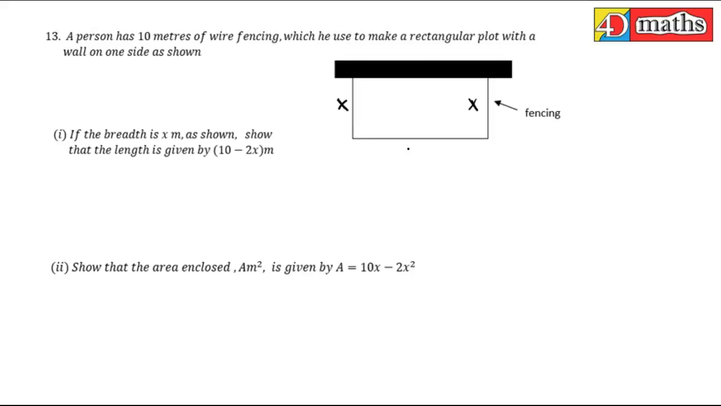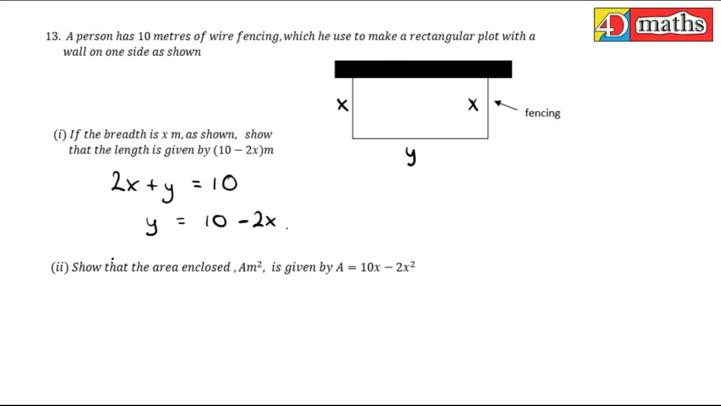So what we're saying is, if we call this y, all this part of it is equal to 10 meters. So 2x plus y must be equal to 10. So if you want to find the length, which is y, it would be equal to 10 minus 2x.